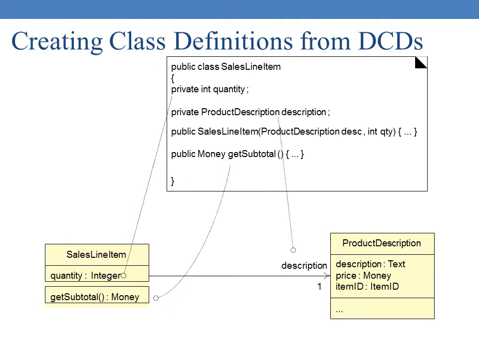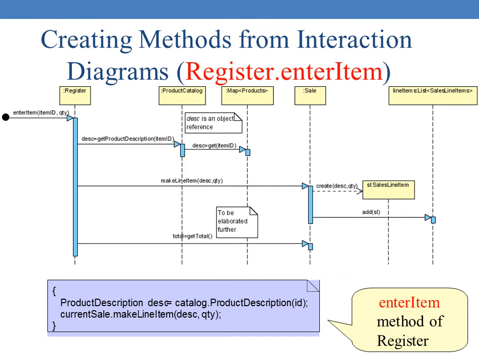Creating class definitions from DCDs, that means creating class definitions. It is a general creation of a class, programming oriented, like Java programming. Public class, class name, private integer quantity, private product description, these are class variables. SalesLineItem is a function with product description, desc, comma, integer quantity, that means at runtime it will take the input of those arguments, and Money getSubtotal finally provides the output.